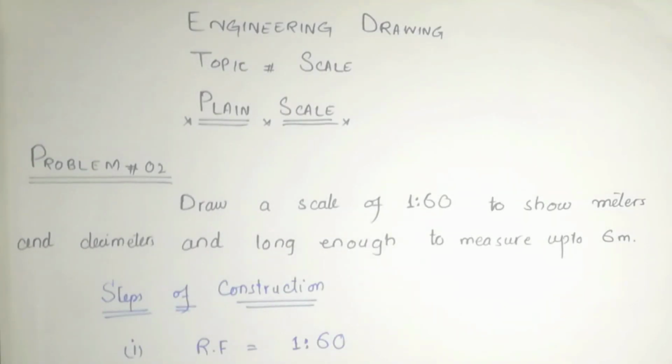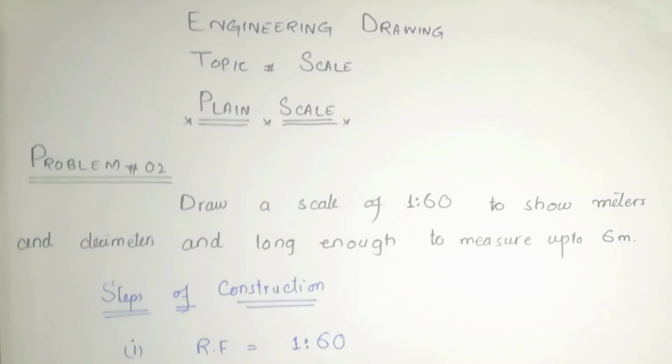Now in this problem we will see how a scale of 1:60 representative fraction can be drawn, which has meters and decimeter units, and a maximum length of 6 meters. Here you can see that the steps of construction have already been given. The representative fraction is 1:60, the units which are required to be shown are decimeters and meters, and the maximum length is also given here, that is 6 meters.